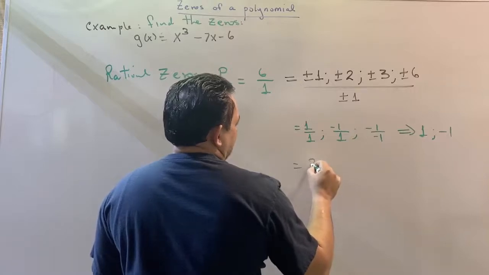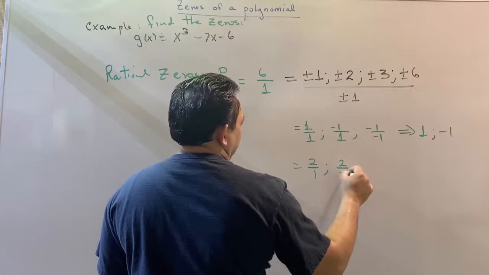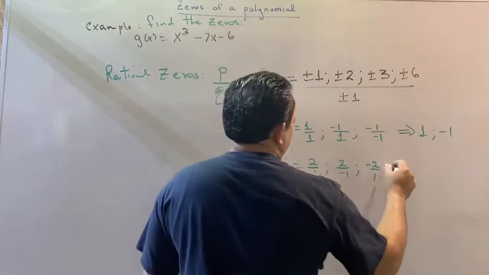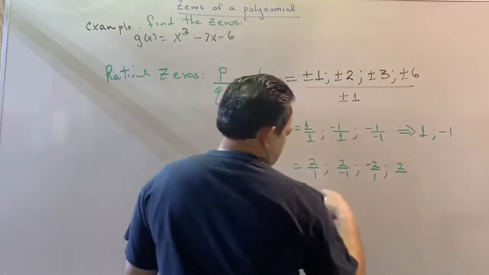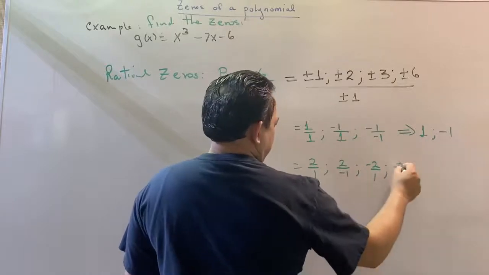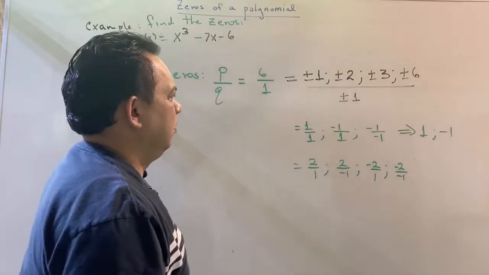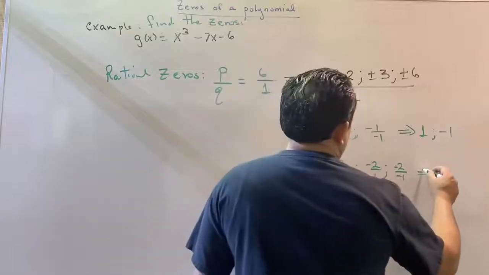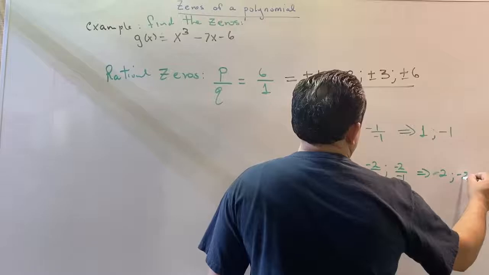We have a positive 2 over 1, or we have a positive 2 over a negative 1. Or we have a negative 2 over 1, or a negative 2 over a negative 1. So once again, the outcomes here are -2 or +2.